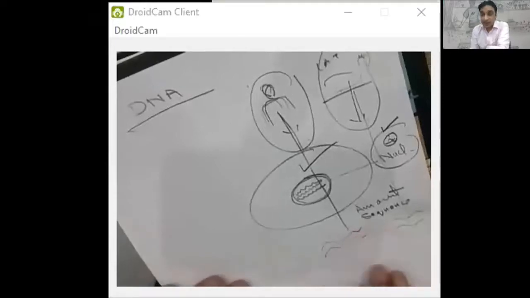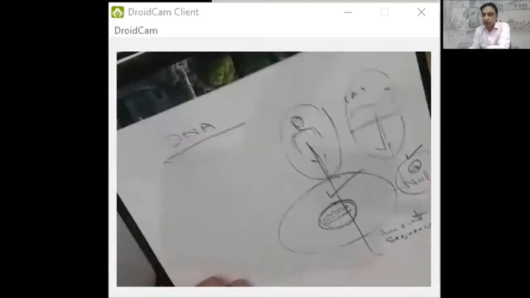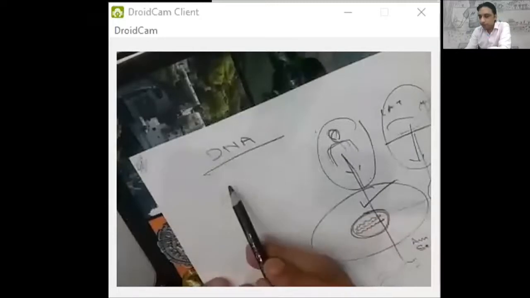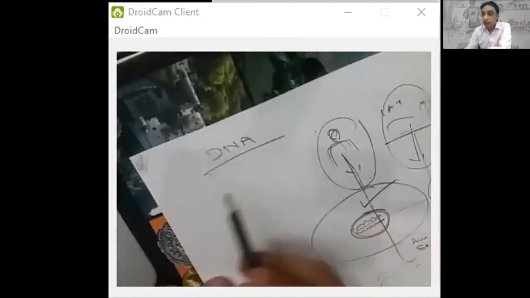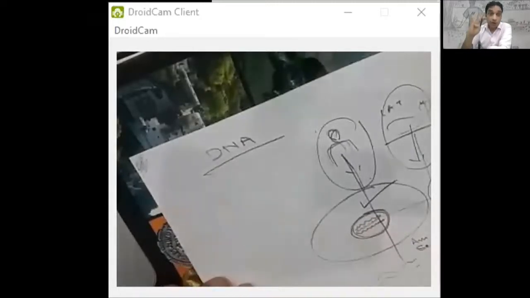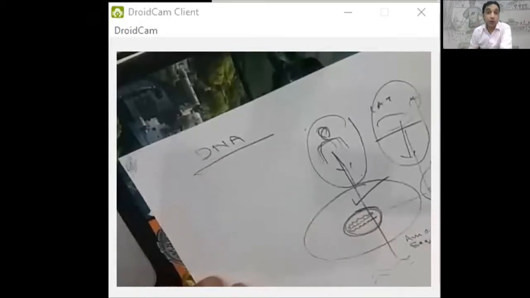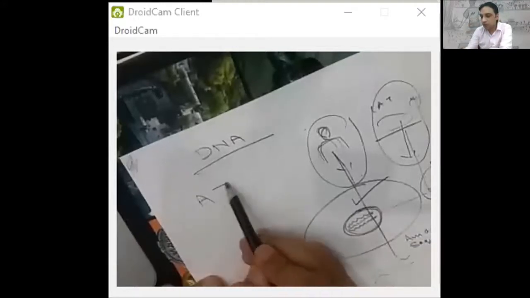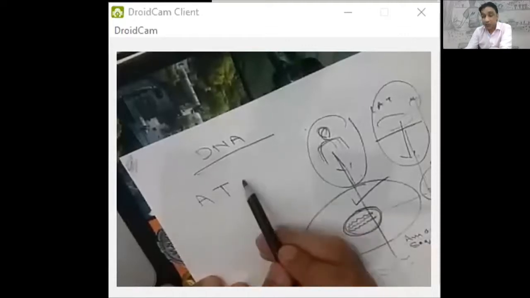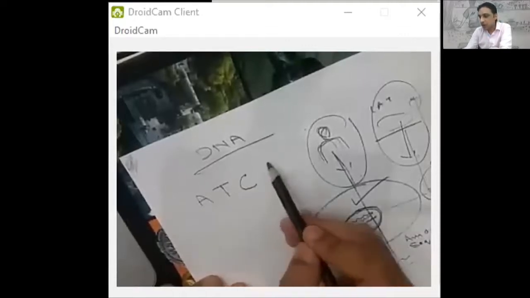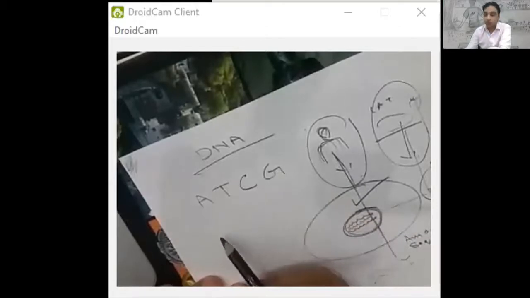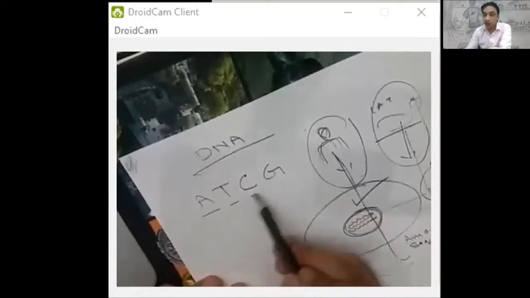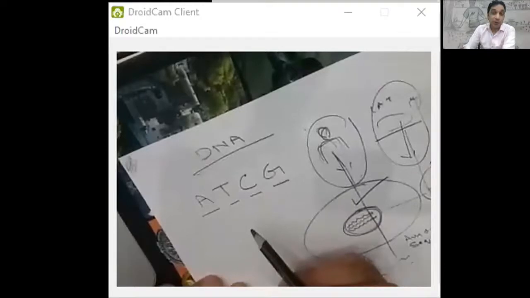When I said the sequence, that means every DNA is made up of 4 alphabets. Recall your understanding about the proteins. The protein is made up of 20 alphabets. But the DNA is made up of these 4 alphabets called A, T, C, and G. These are the 4, you can say, alphabets of life.